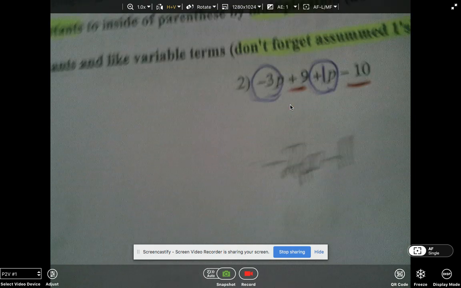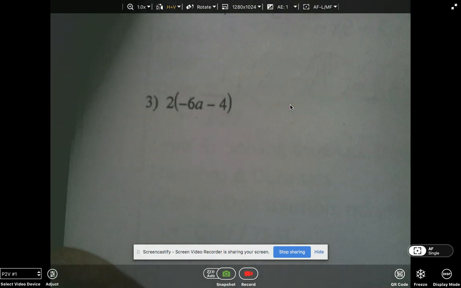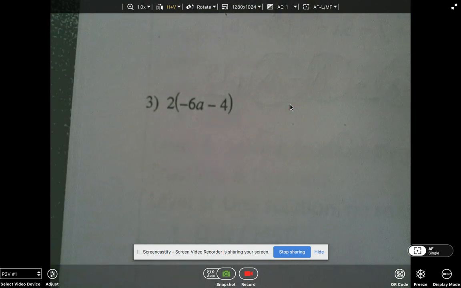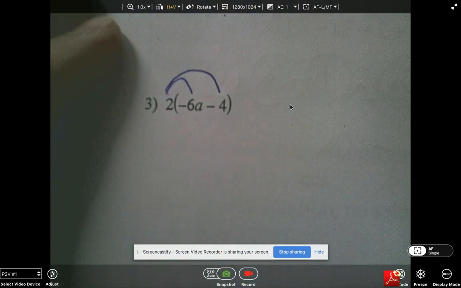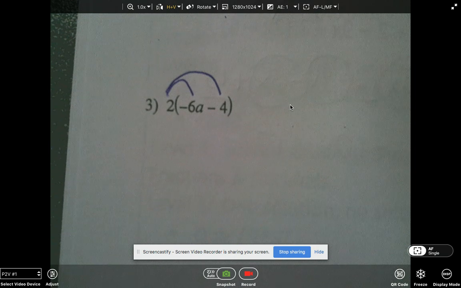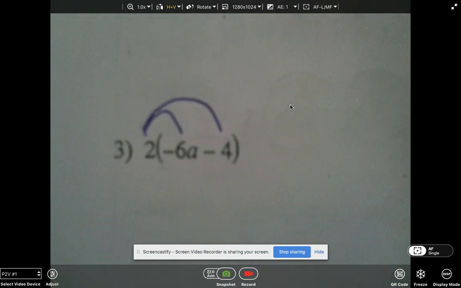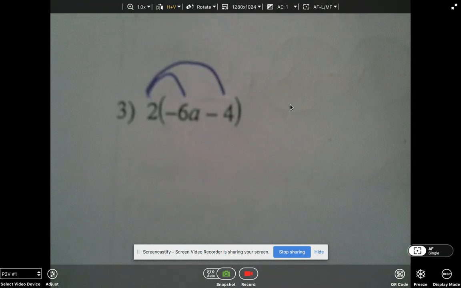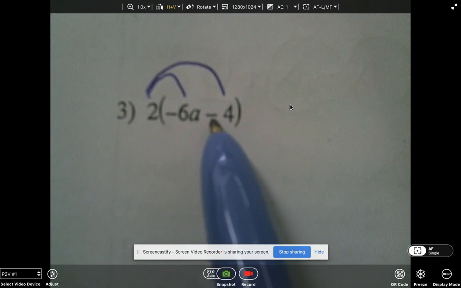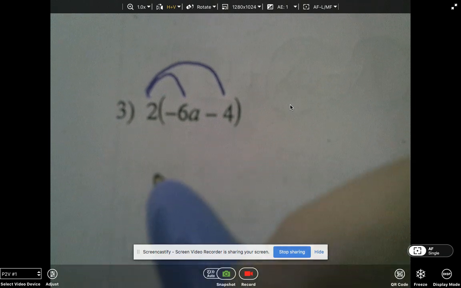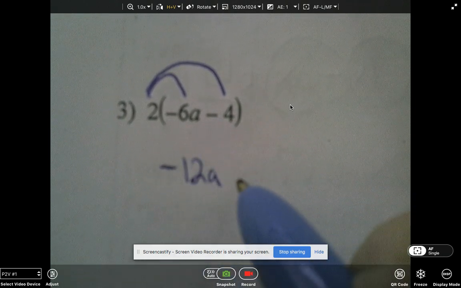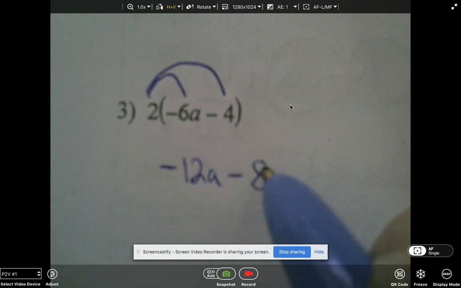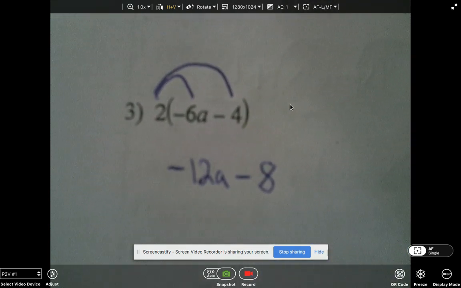All right, number 3 is our first distributive property. So first thing we're going to do is we like to write these symbols for distributing. So raise your hand if someone wants to distribute that 2 to the inside. Remember, you're going to see this as a negative, not only a subtraction sign. So this would be negative 12a minus 8. So that's a little bit simpler.